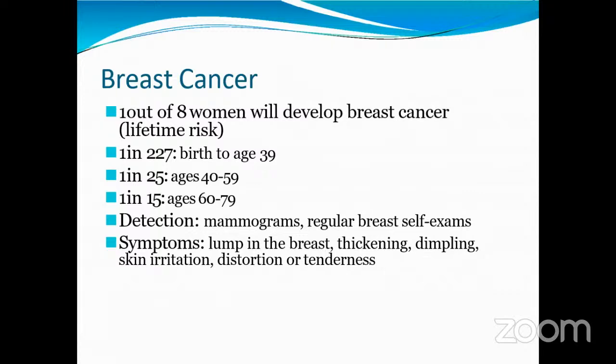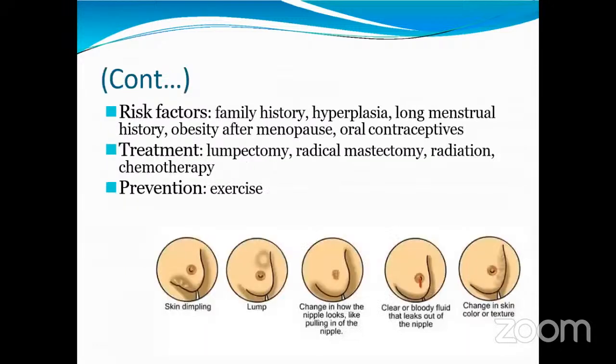And the symptoms are a lump in the breast, thickening or dimpling of the skin, dimpling of the breast, then skin irritation, and distortion or tenderness. If there is any change in color or sensation or anything like that, it is always better to consult a doctor. So the risk factors are family history, hyperplasia, then long menstrual history, then obesity after menopause, and oral contraceptives.